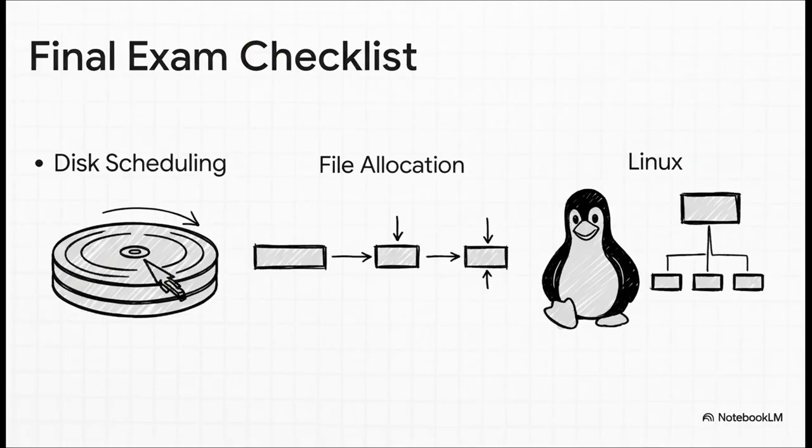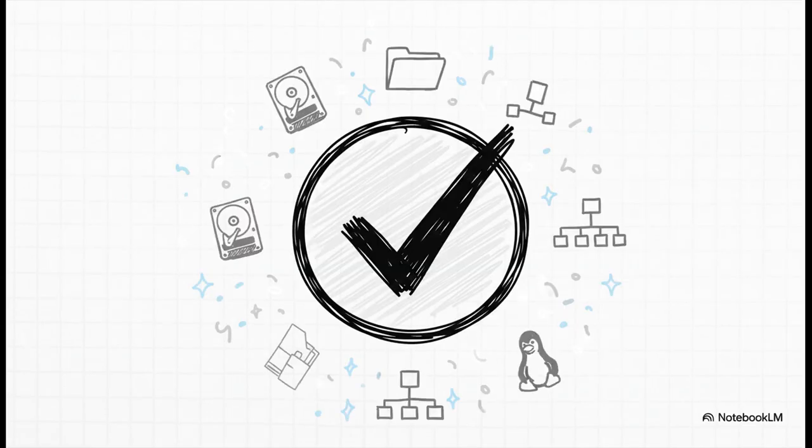If you remember nothing else, remember these 3 things. 1. Disk scheduling is all about one goal: minimizing physical seek time to make things faster. 2. The 3 file allocation methods, contiguous, linked, and indexed, are all about the fundamental trade-off between speed and using space efficiently. And 3. Linux is that powerful multi-user, multitasking OS that's defined by its single tree-like file system that starts at the root /. Got it?